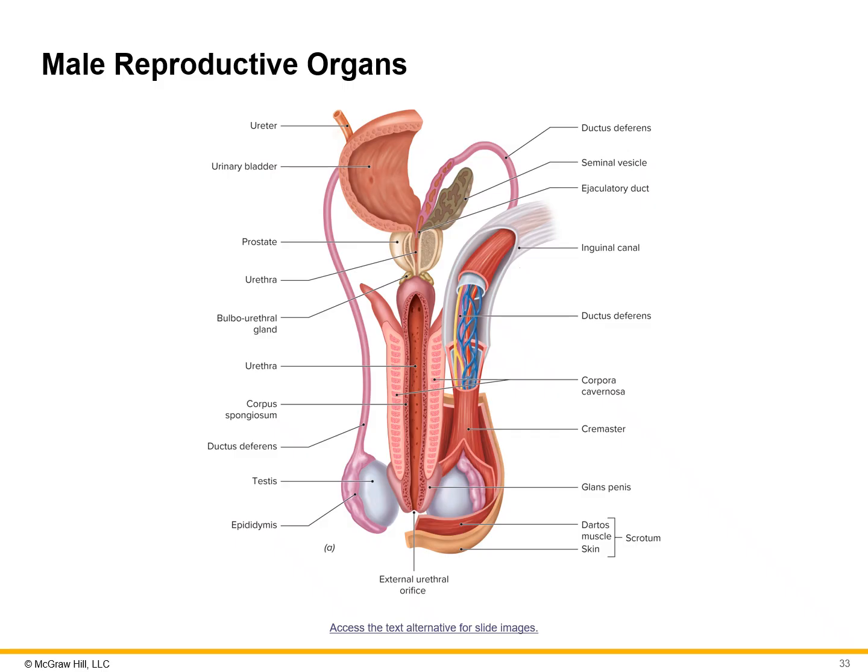Okay, so here are the male reproductive organs. It's kind of like an inside view of it, in case you are a little confused about where the testes are, or the epididymis, or the prostate gland, whatever the case may be. This will kind of help you figure out where everything is. Okay.